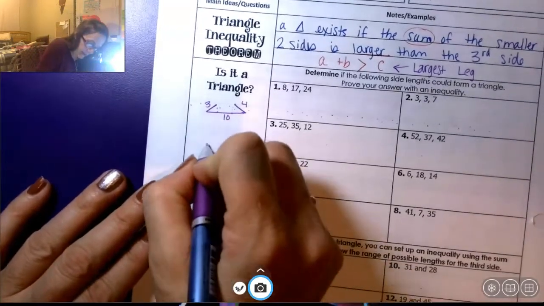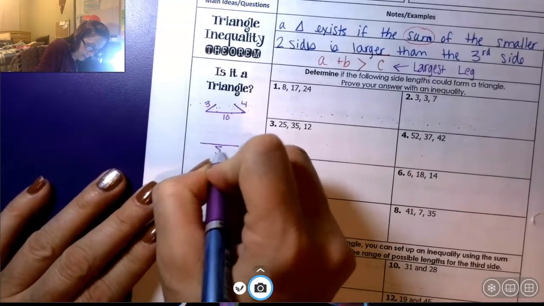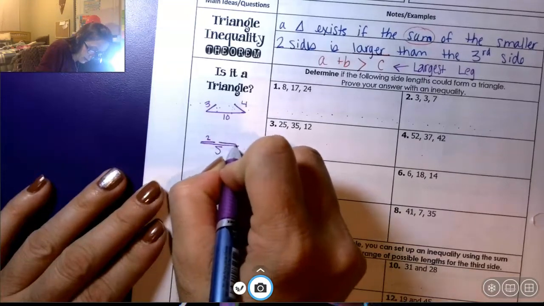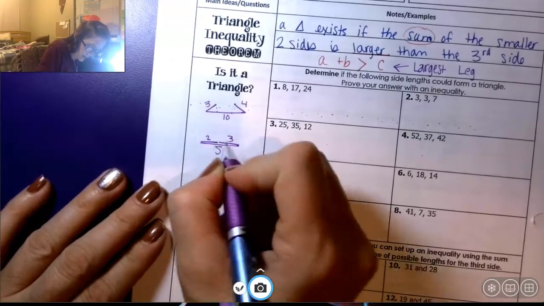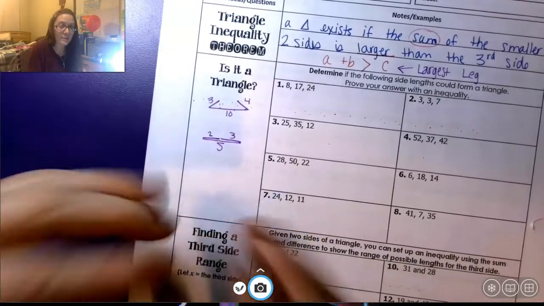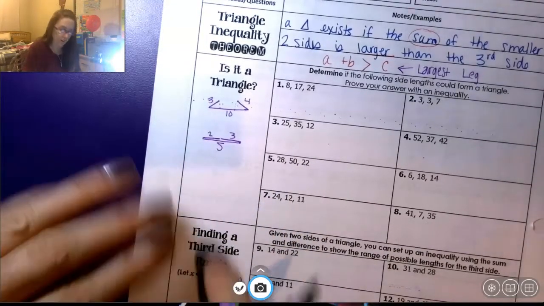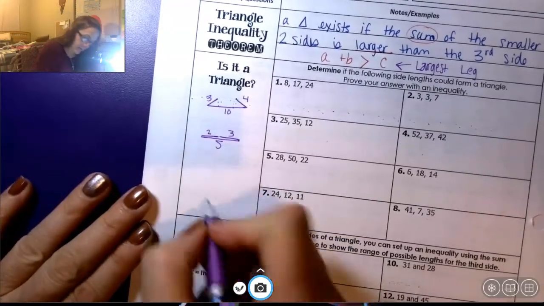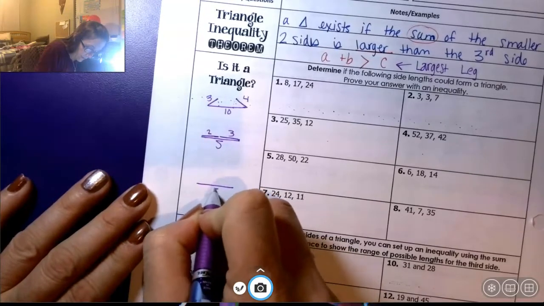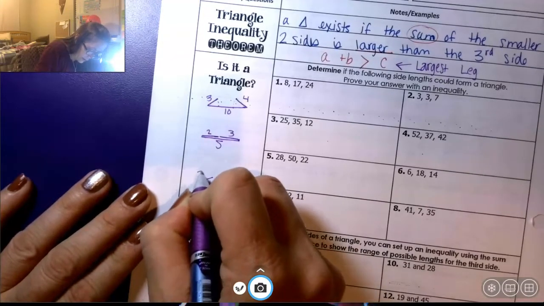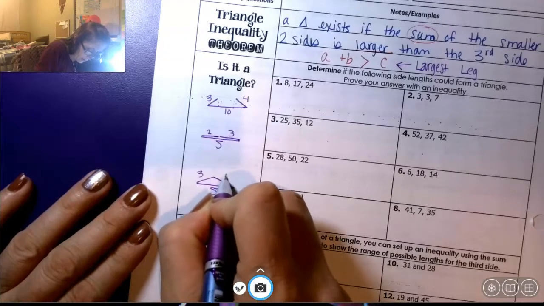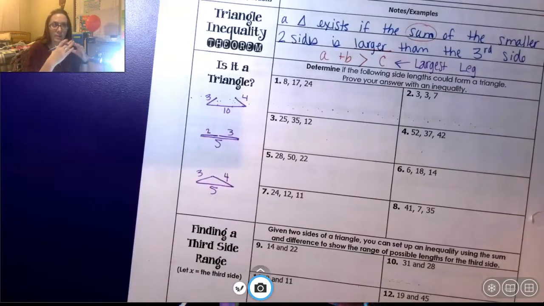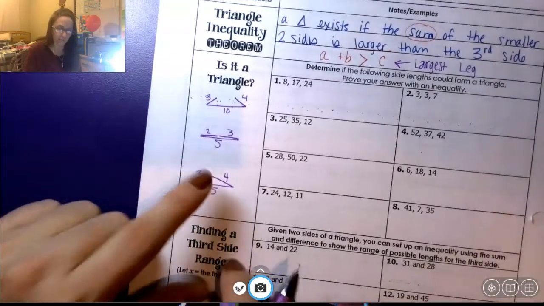So what if I have a side that's 5, and this side over here is 2, and this side over here is 3? They're going to come out here and meet, but they're going to fall flat. They're not going to make a triangle, because 2 plus 3 is not greater than 5 either. Now what if I have a side that's 5, a side over here that's 3, and a side over here that's 4? Well, 3 plus 4 is 7. That's greater than 5. They're going to meet and not be able to fall completely flat. They will make a triangle.